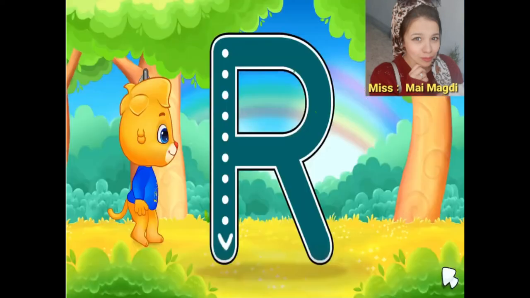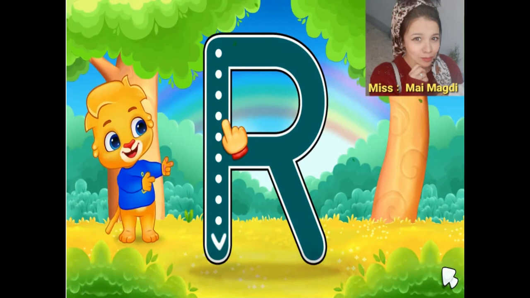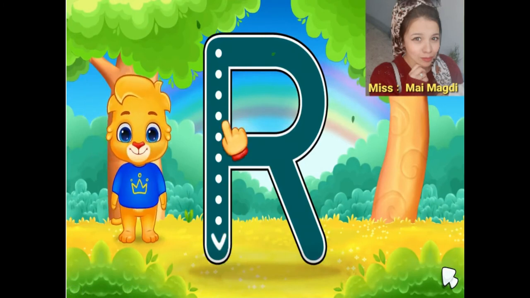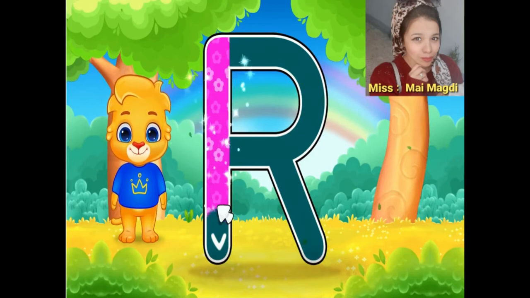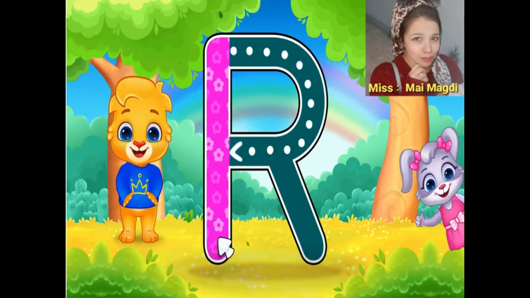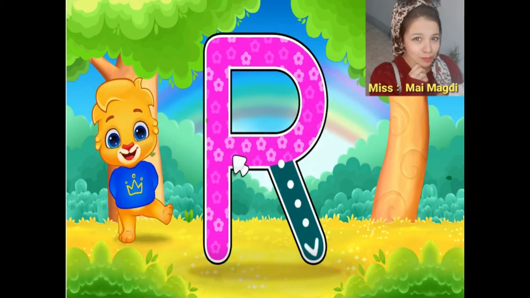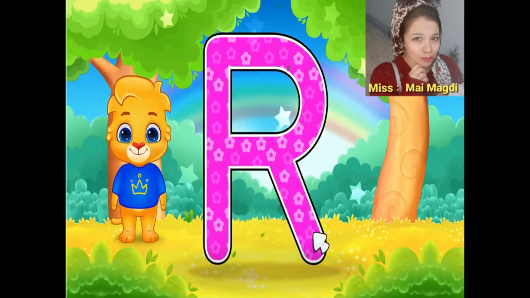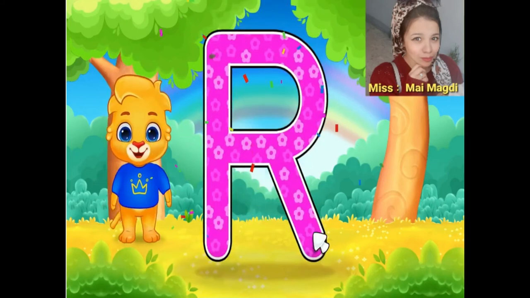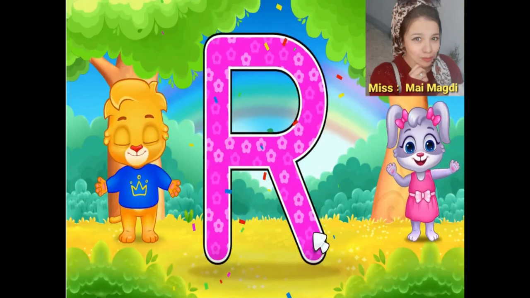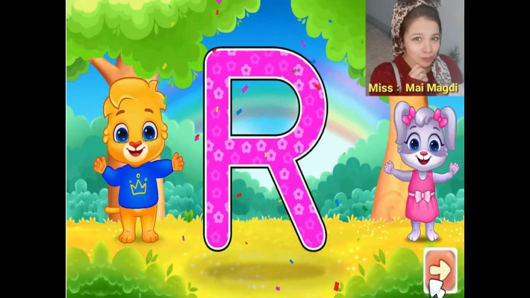Let's write letter R. How to write letter R? Start from the top and make a line down. Yes. Then go back to the top and go around to the middle. Excellent. Next, make a line down to the right. It's so easy.